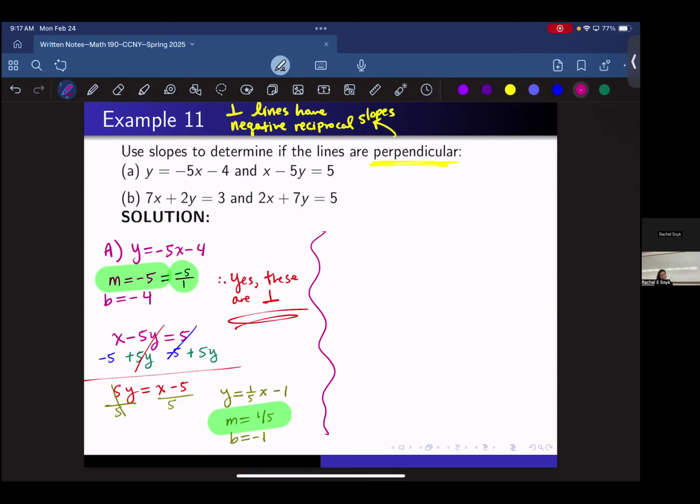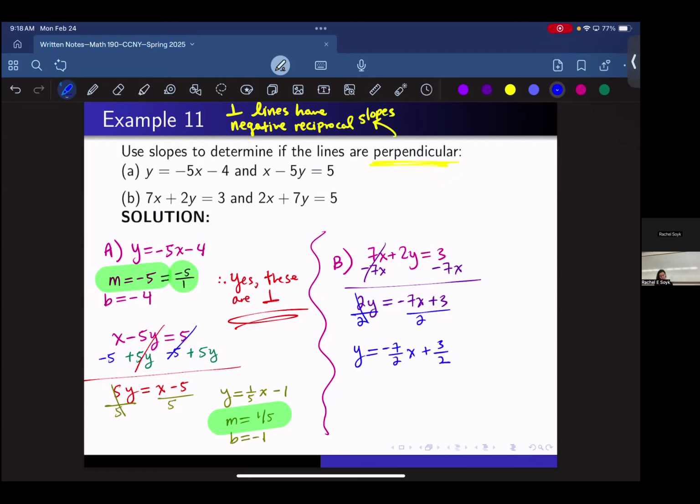And then lastly, we have our part B. 7x plus 2y is equal to 3. Subtract both sides by 7x. Now we're looking at 2y is equal to -7x plus 3. And we're going to go ahead and divide both sides by 2. Y is equal to -7/2x plus 3/2. Our slope here is -7/2. Our y-intercept is 3/2.